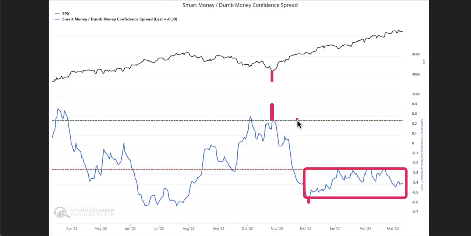Now, where I would get concerned is when we start to see retail start getting out, and we start seeing institutions get in. Retail panics, right? So when they get out fast, and we're not seeing that. We're not seeing anything like that right now.